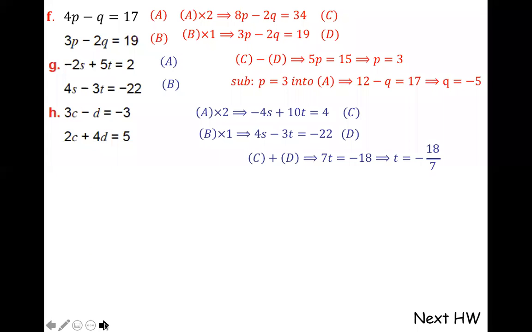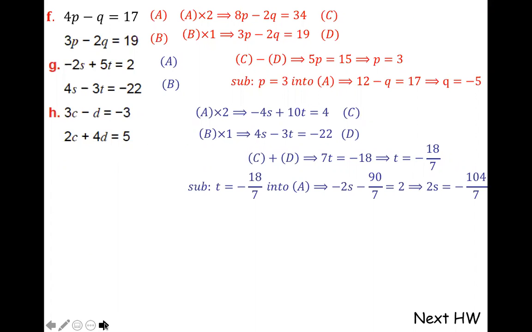So sub the fraction into, let's say, A, then you get minus 2s plus, or because it's negative, minus 90/7 equal 2. Then 2s equal... okay, so you can move 2s on that side and the -2 on that side. So minus 2, which is minus 14/7. So minus 4, so 14 plus 90 is 104/7. And then we divide that by 2, both sides, and you get 52/7 with a negative in front.